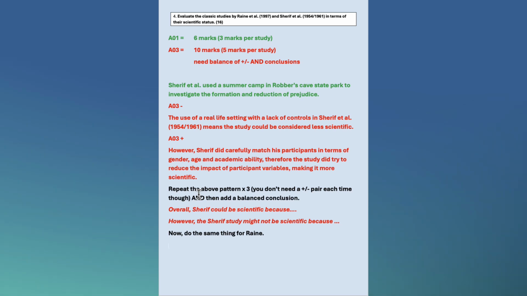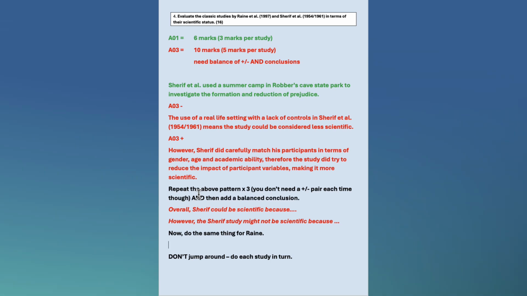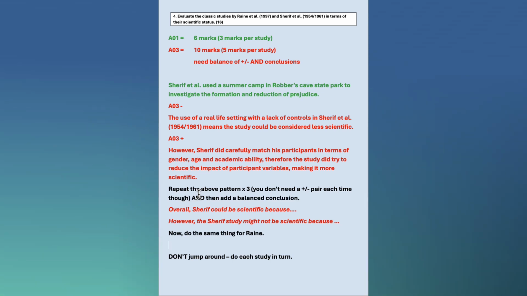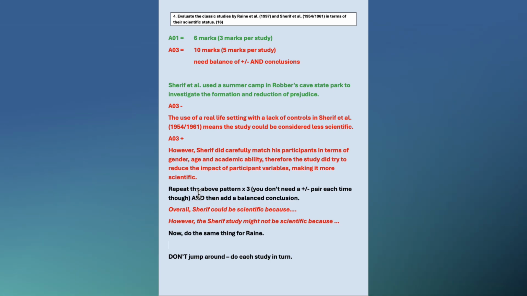And finally, a big piece of advice, particularly for accessing the higher grades, is don't jump around in terms of your ideas. Don't go, I'm doing a bit of Sharif, now I'm doing a bit of Rain, now I'm doing a bit of Sharif again, now I'm doing Rain again, I'm going to go back to Sharif. Don't jump around. Do each study in turn, and what that will do for you is give you a logical structure and will give you much more chance of accessing those higher marks.